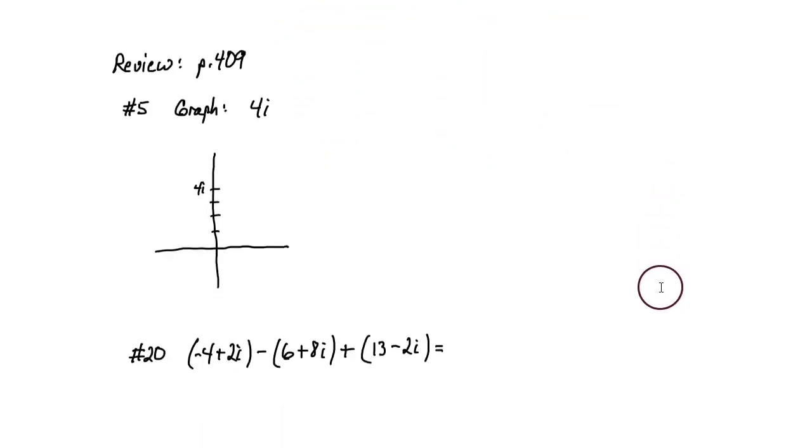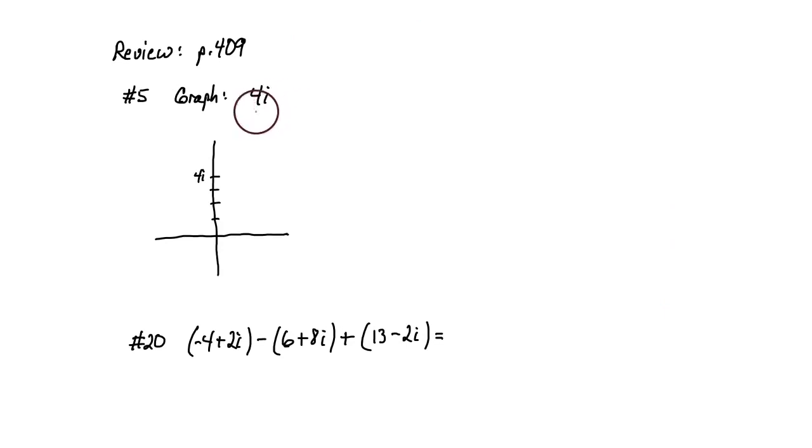Now the review assignment. We're asked to graph this imaginary number. So there's no real number part, so on the horizontal axis we don't go left or right, we just stay at the origin. And then go up to the 4i and put a dot there.